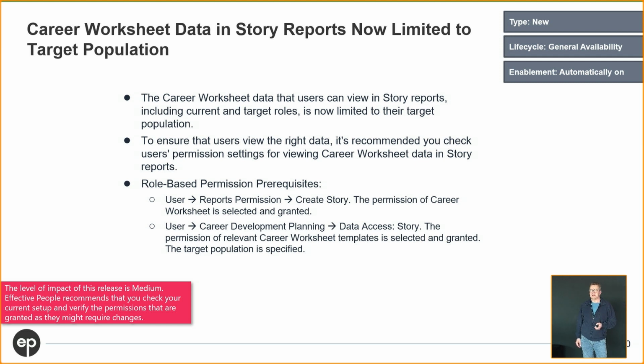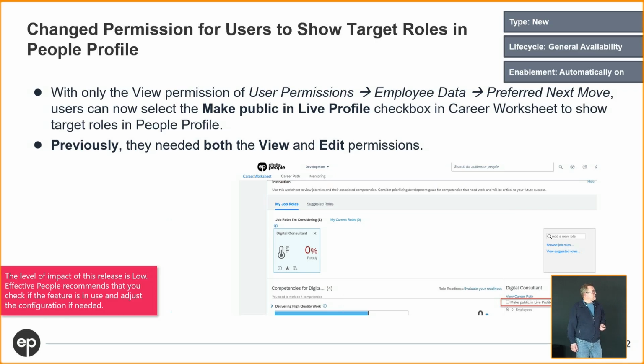Now in the career worksheet in report story, there's a limitation. So you can actually go into this career worksheet and see only by target population, which was not the case before. Yes, and if you are using career worksheet and you enable this option where you can make it public in the live profile in the background element preferred next move, then you will have the link shown here that will show up when you enable it. So you can actually, as an employee, say that I want it to be public that I'm looking at this job opportunity.